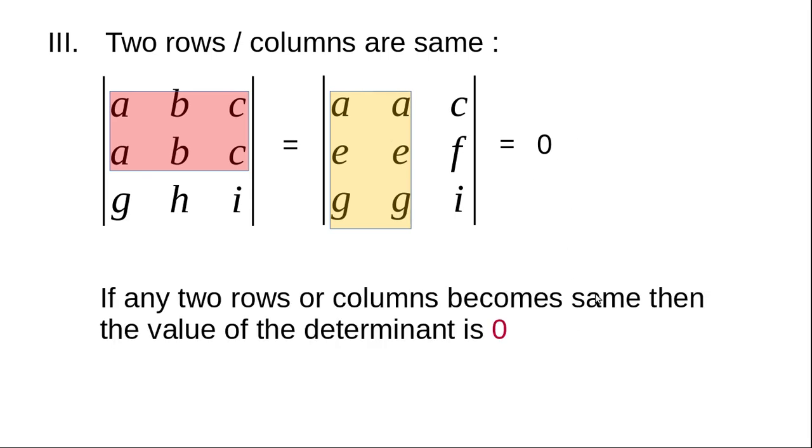So in this property we may tell that if any two rows or columns become same, then the value of the determinant is always 0 if two rows or two columns become same.